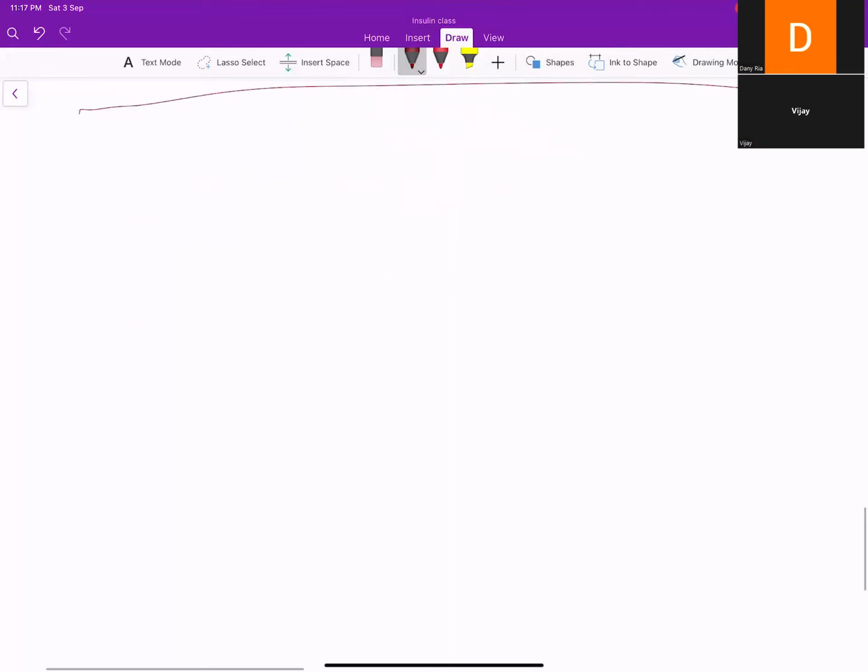Okay. So just before this, a short revision. What are the types of insulin based on duration of action? Ultra short acting, intermediate, long acting, and very long.